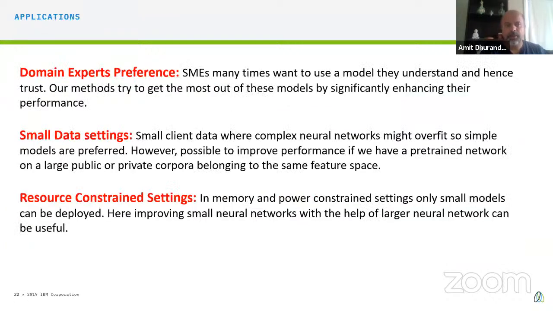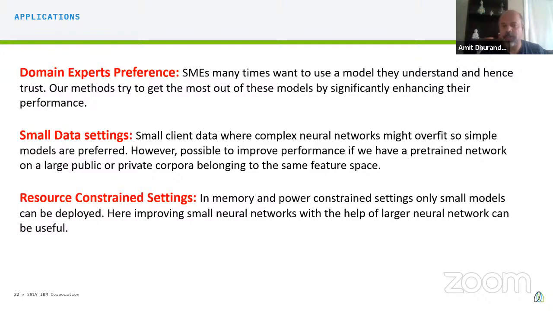So I'll show you just a quick example of what we have already tried with that. And like I said, there are many applications of this kind of simple thing, model transfer. So one is domain experts' preference. For example, I worked with engineers from the semiconductor industry for quite a few years. And for example, they trust decision trees a lot.